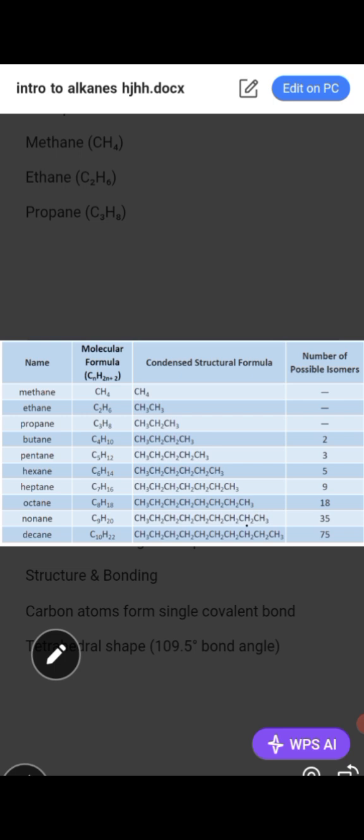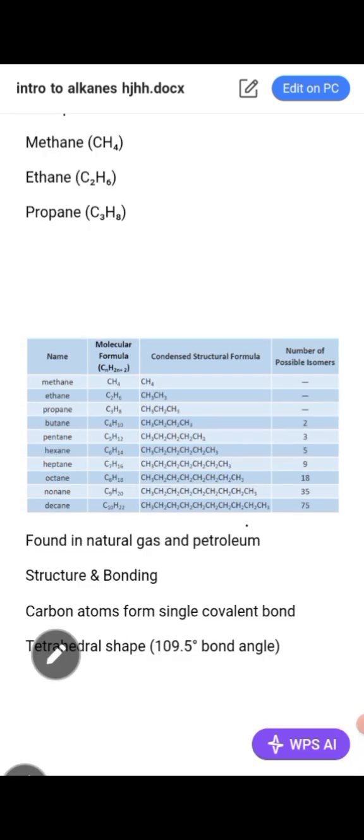So on your own, you can easily learn this. You can write this down to easily learn it. Then you can also use the formula to predict any of this molecular formula or molecular weight.